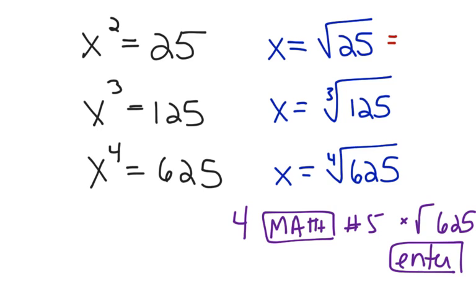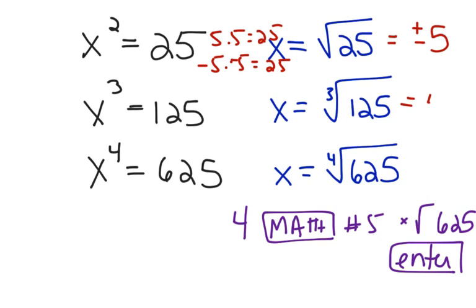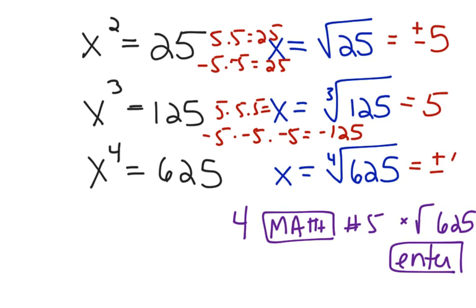However, I'm going to say the answer here is actually plus or minus 5. The reason that it's plus or minus 5 is because not only is 5 times 5 25, but so is negative 5 times negative 5, because 2 negatives make a positive. The cube root of 125, however, is just 5, because if you multiply 5 3 times, you get a positive. But what happens if you multiply 3 negatives together? If you multiply 3 negatives, you get a negative. And then the fourth root of 625, again, is also plus or minus 5.